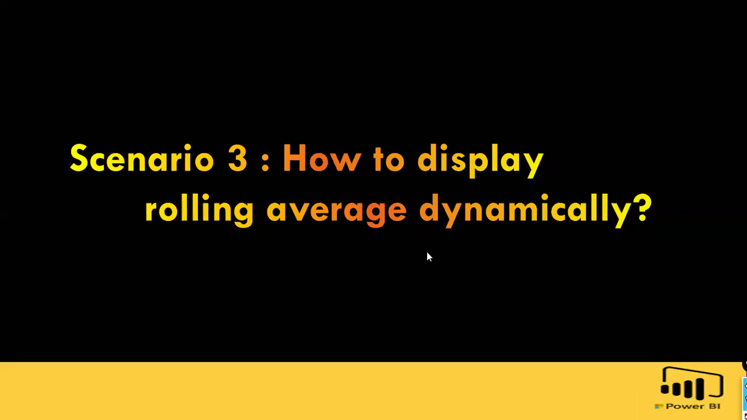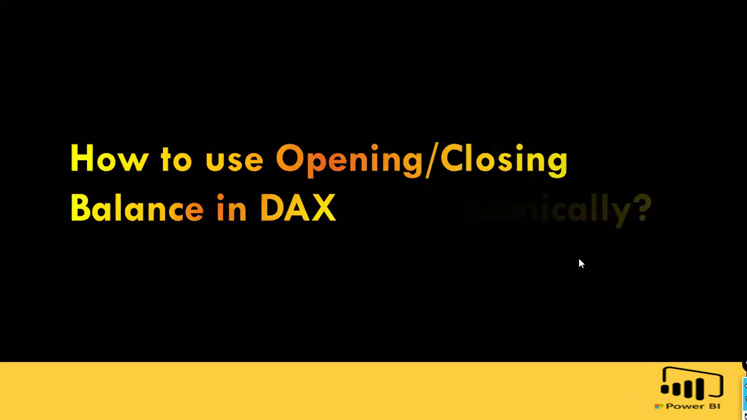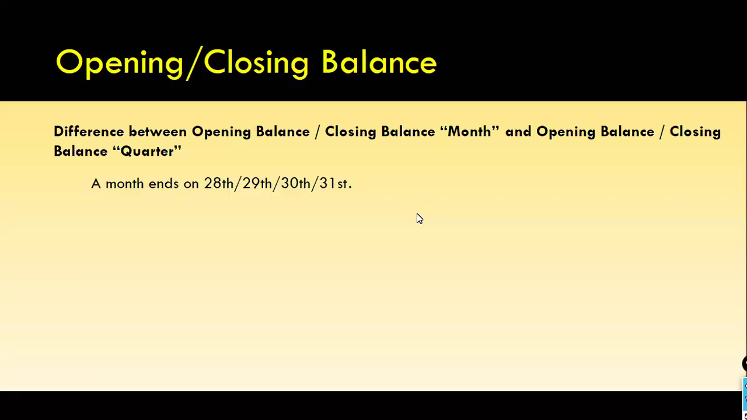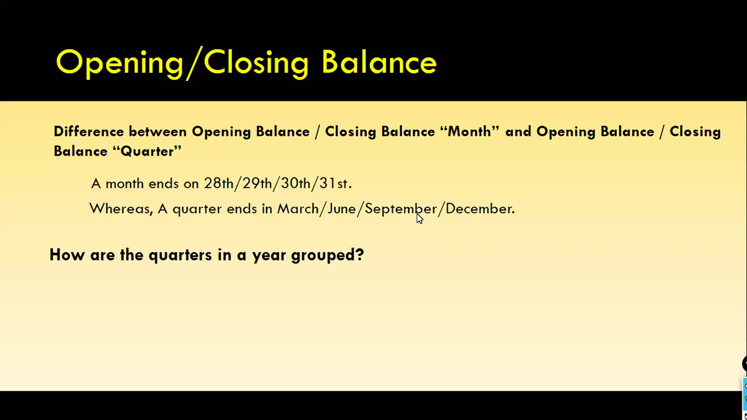I repeat this: how to display rolling average dynamically. With the help of the What-If parameter, that plays an important role. That doesn't mean we don't have any other functions. That is the one that helps us dynamically change the duration, right? So next one is how to use opening and closing balance, how to perform this. It's pretty simple. It made our life pretty simple.